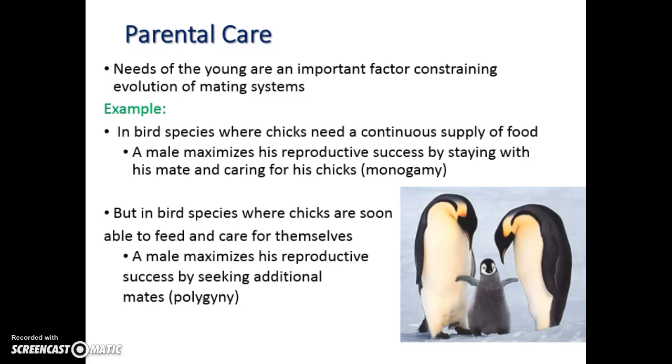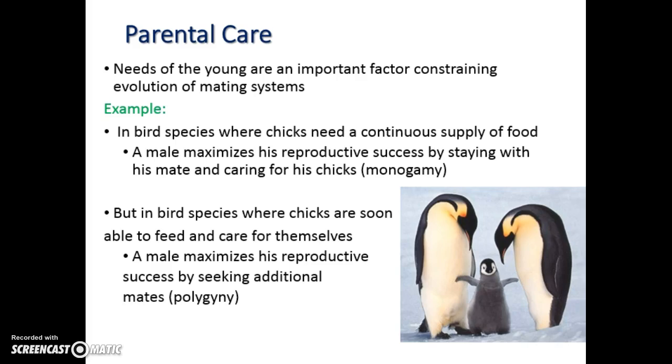This is our final portion of our lecture on Chapter 51. This is Part 5. And we're going to start with something closely related to the type of mating system that populations or species will use, and that is the role or behavior of parental care.